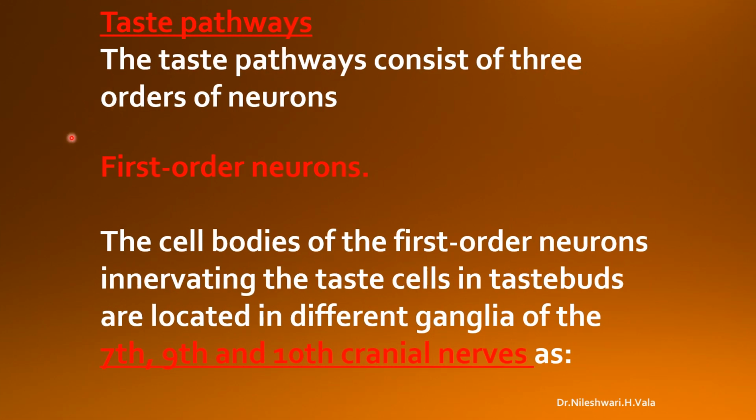Taste pathway. The taste pathway consists of three orders of neurons. First order neuron. The cell bodies of the first order neurons innervating the taste cells in the taste bud are located in the different ganglia of the 7th, 9th and 10th cranial nerves.